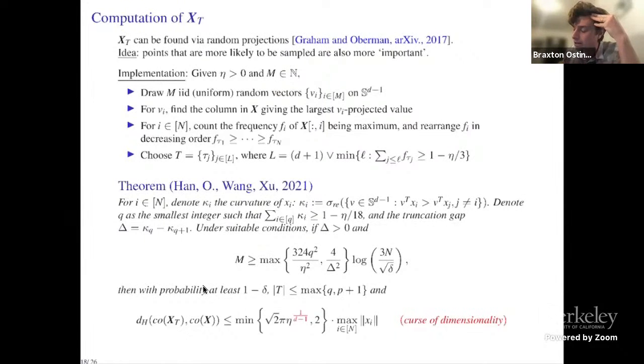And with the theorem, what we were able to show is that if I choose m large enough, where m is the number of random vectors that I choose, then the distance in the Hausdorff metric between this subset X_T and X satisfies exactly the kind of bound that I needed as an assumption in the previous theorem. And here you see the curse of dimensionality up here.